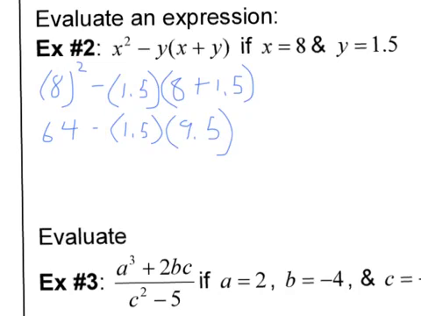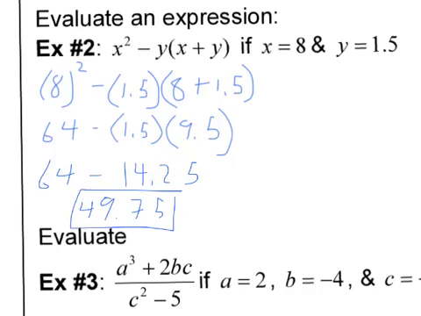Okay, we have a subtracting and we have multiplying. We need to do the multiplying first. It comes first. So we do 64 minus whatever. What is 1.5 times 9.5? Well, I like to just put in my calculator and check. And I got 14.25. Alright, subtract that from 64 and we should get 49.75. And we're done.